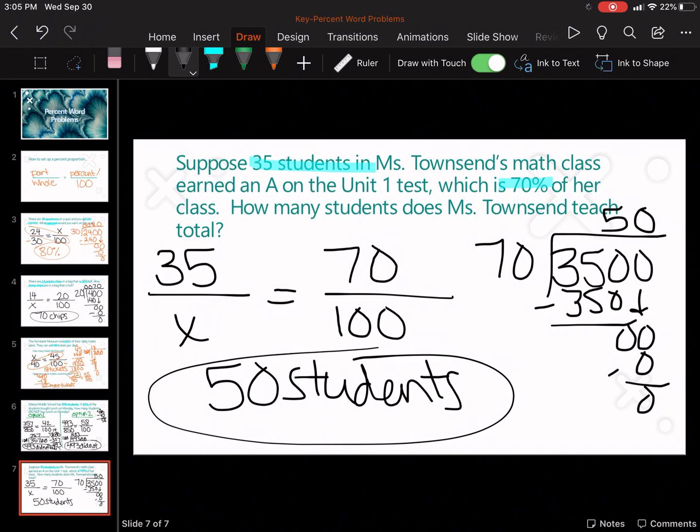Again, set up your proportion every time and then cross multiply, divide. When you set up your proportion, make sure you do your part over your whole equals X over 100. Remember how we've been talking about the same units on the top, same units on the bottom? Well, think of it like that. The part and your percent are both parts, and the whole and your 100 are both wholes, so that's going to be the total.